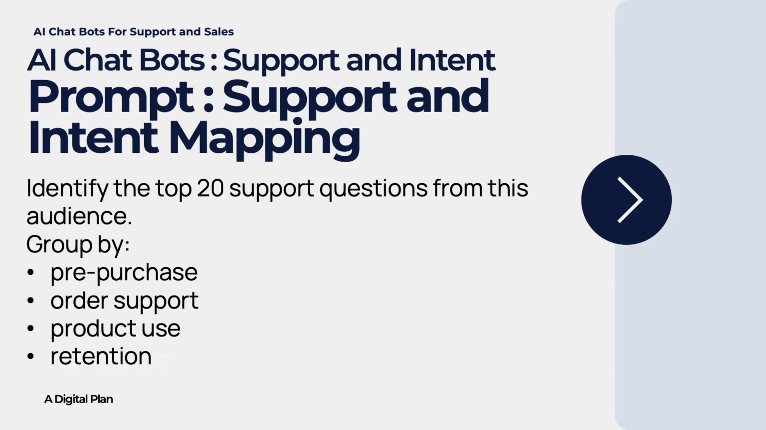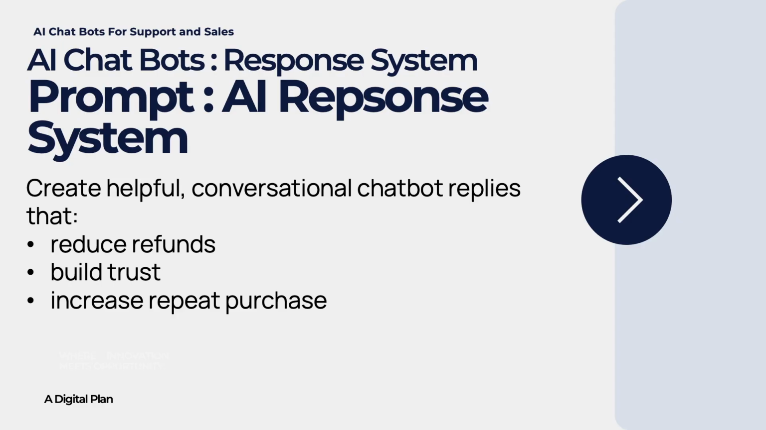So what you really want to do is start with this prompt: identify top 20 support questions from this audience group by pre-purchase, order support, product use, retention. You really need to go and get your tickets from Zendesk or something like this and upload those tickets. It will analyze those tickets very, very quickly, and it will say, right, this is what everyone's asking, and it will start grouping them by pre-purchase, order support, product use, retention. You can then create the bot to handle those questions.